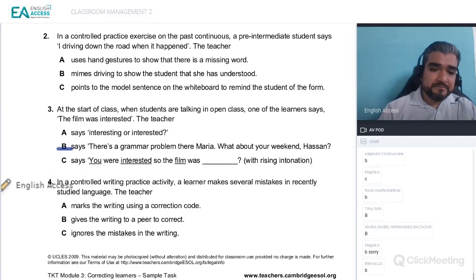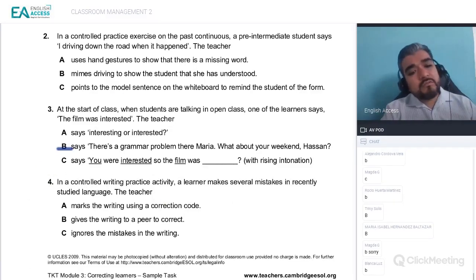Okay, number four. In a controlled writing practice activity, a learner makes several mistakes in recently studied language. The teacher marks the writing using a correction code, gives the writing to appear to correct, ignores the mistakes in the writing.